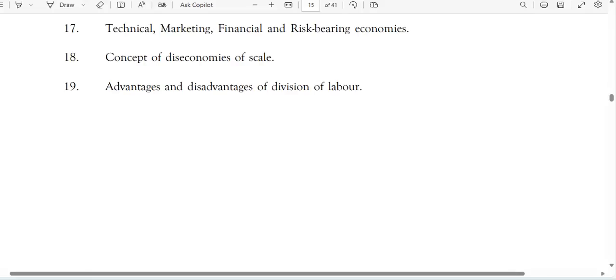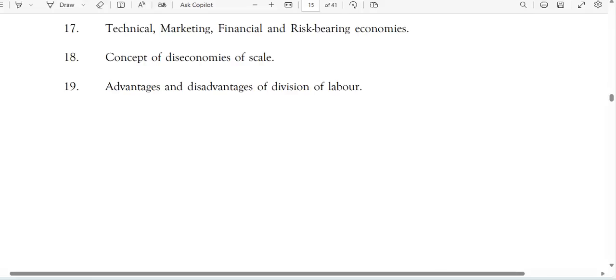One, repetition and boredom. Repeating the same task can make work boring. Example, a factory worker placing labels all day may be bored and feel unmotivated.